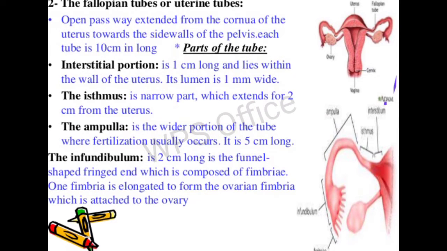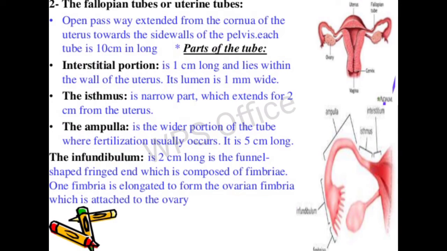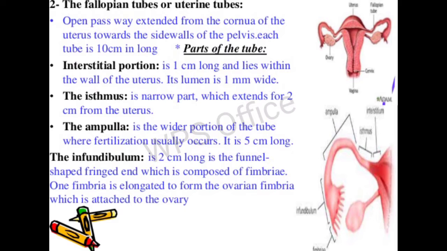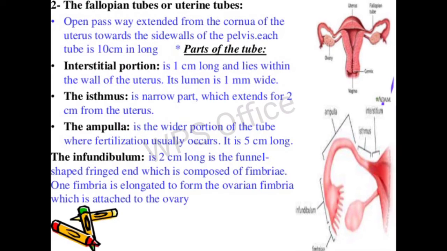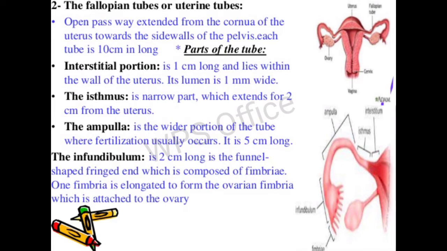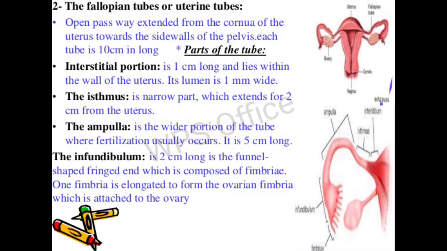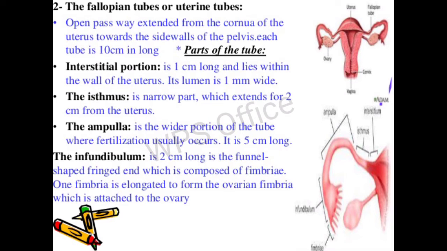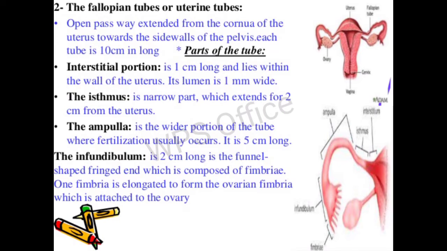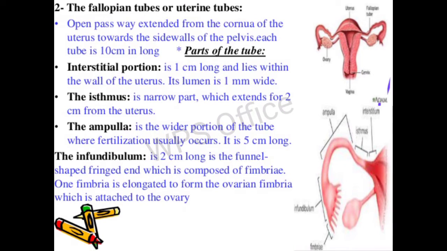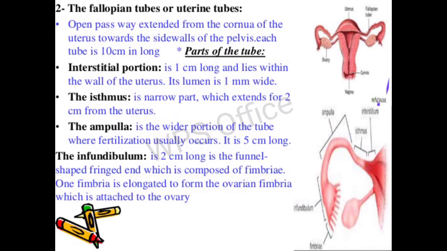Then next lies the infundibulum. This is the end portion, which is 2 centimeter long, a funnel-shaped fringed end, which is composed of the fimbriae. So in this infundibulum will lie the fimbriae, which are finger-like projections. Then one fimbria is elongated to form the ovarian fimbria, which is attached to the ovary. So this fimbria will be attached to the ovary.